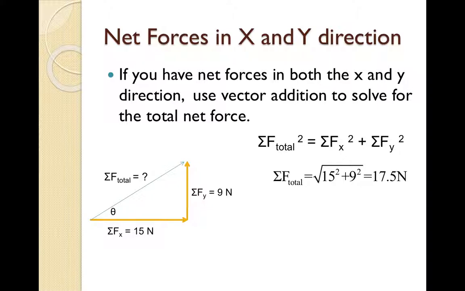If we want to find the angle, then we should use the inverse tangent, opposite over adjacent. So by doing the inverse tangent of 9 over 15, we find out that the angle is 31 degrees north of east. I call that above the horizontal. I think that's kind of an odd thing to say. I would call this a value of 17.5 newtons at 31 degrees above the horizontal.